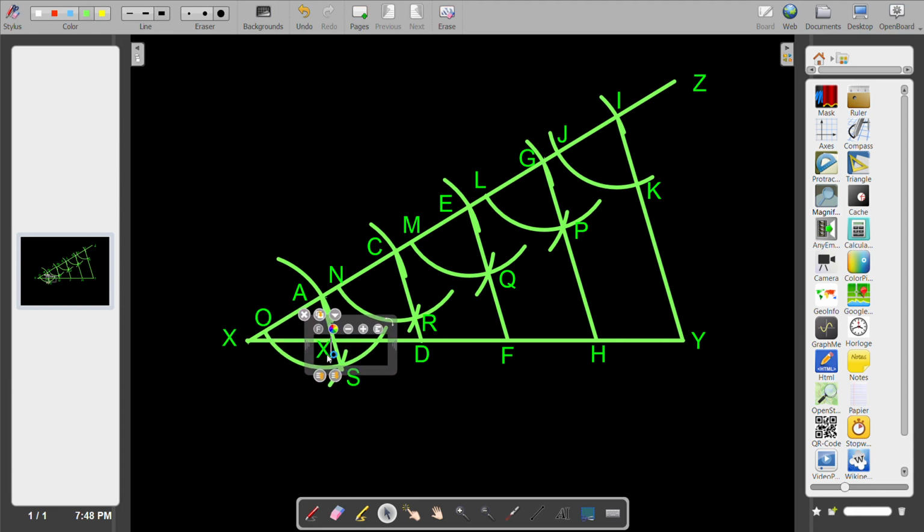Now again, join A and S, and let us suppose that AS and XY intersect at the point B. So the line segment XY is divided into 5 equal parts at the points B, D, F and H respectively.